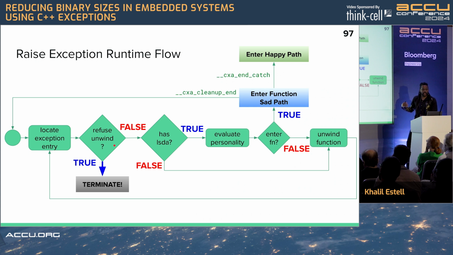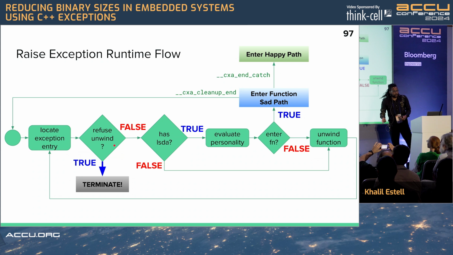Now to go into the flow for raise exception. Hope you guys have kind of been feeling the idea of this, but here it is kind of written out. Once you call raise exception, you locate the entry relative to your program counter. So you do a binary search, you find it. You check to see, hey, should we refuse to unwind? If so, set the exception to handled, call terminate.